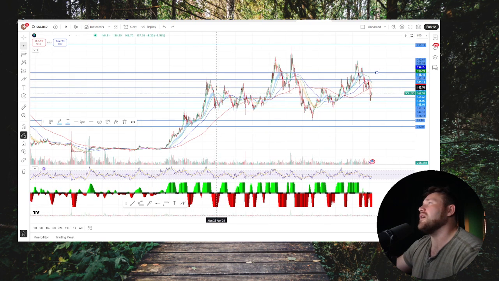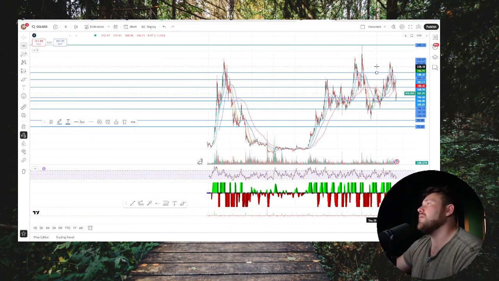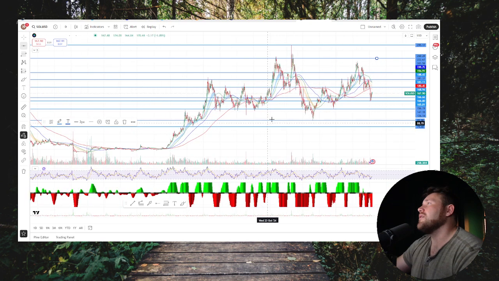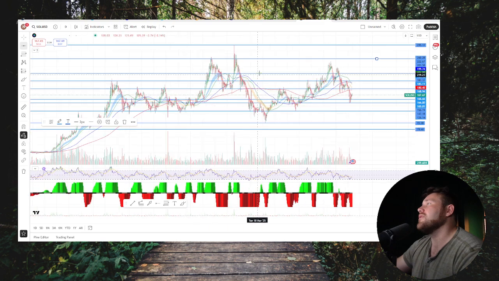Not enough clarity. Maybe if we zoom out. No, not quite. That looks like a major double top to be aware of. And in this range, it looks like a lot of noise, so I'm not going to mark that up.